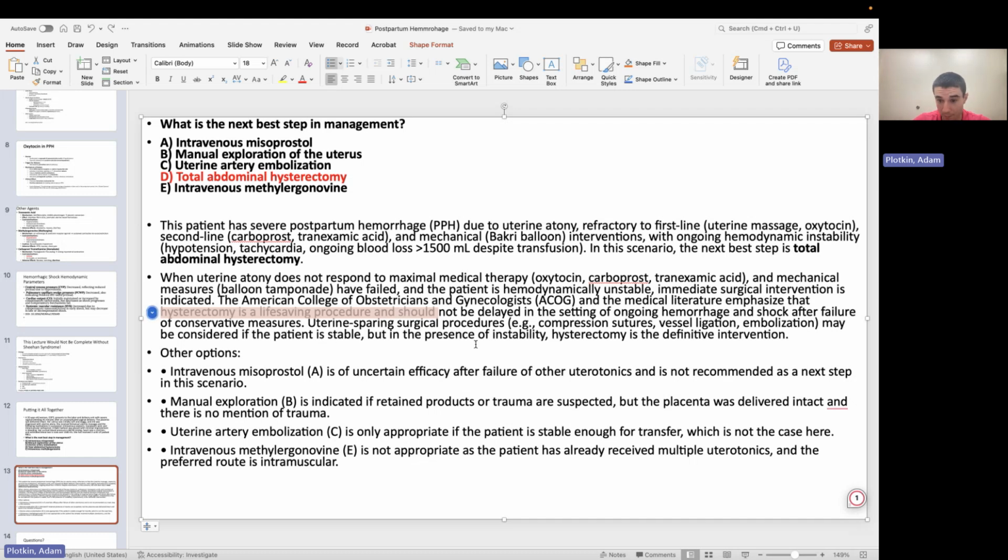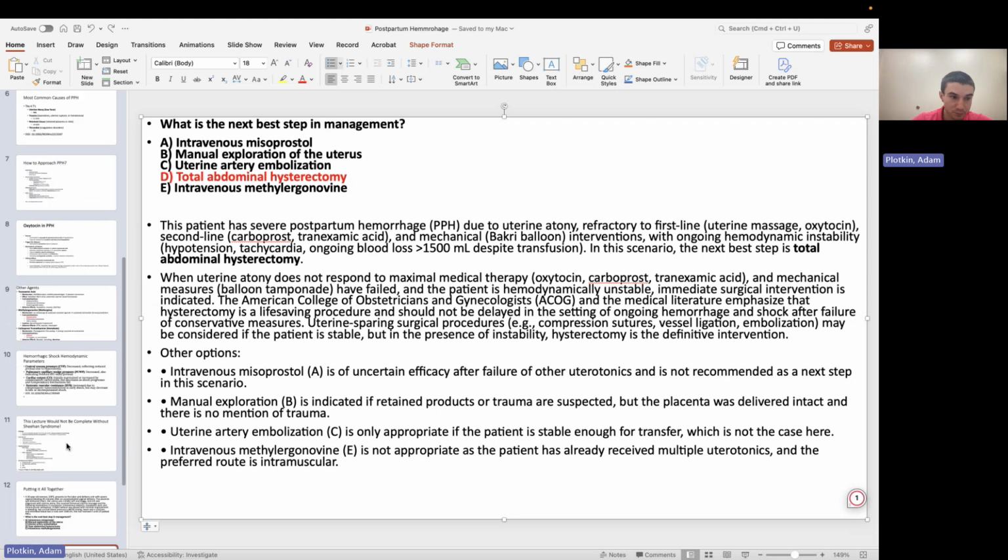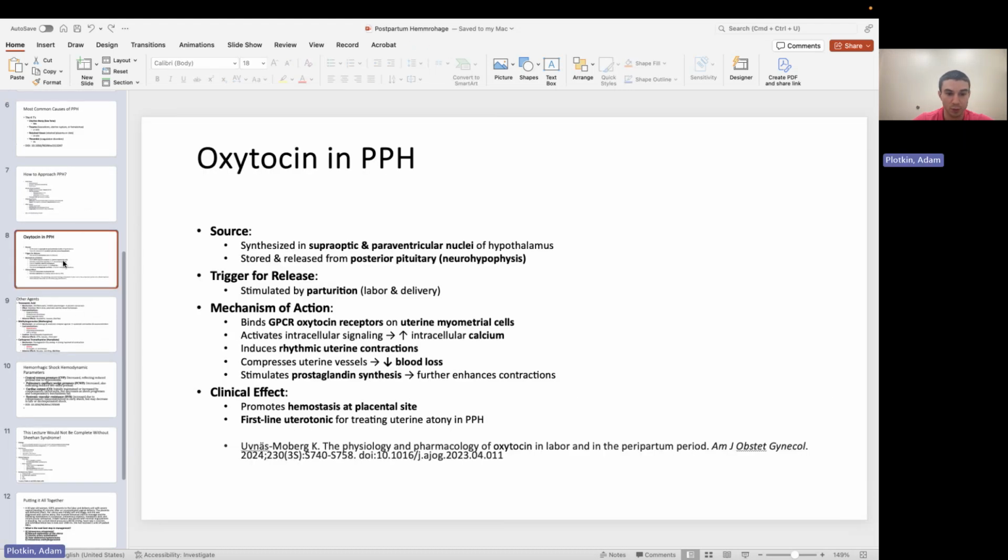So we try to do uterine sparing procedures, but they may be considered if the patient is stable. But this patient was extremely unstable, right? 84/50, heart rate of 122. We're going to consider hysterectomy here. So I'll just go back to that slide real quick.